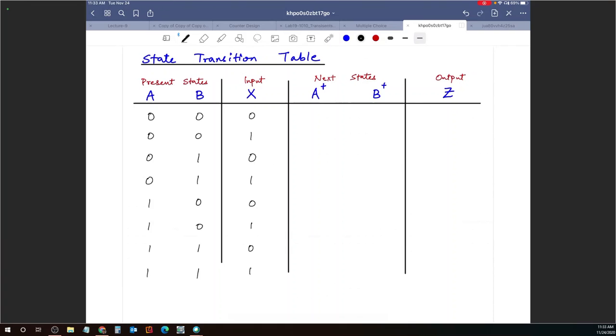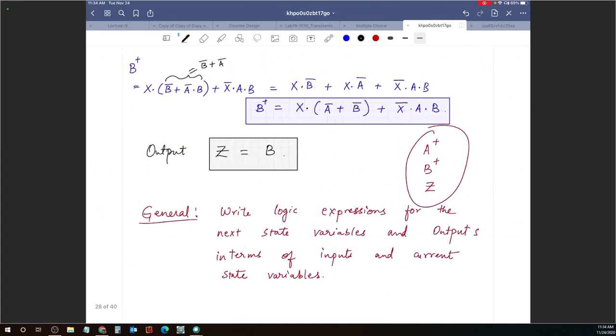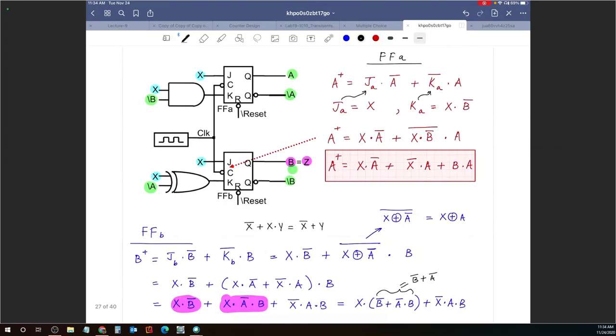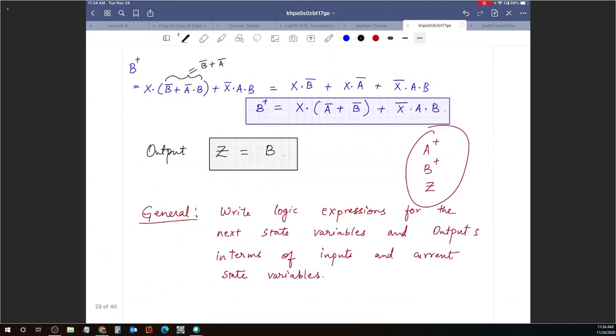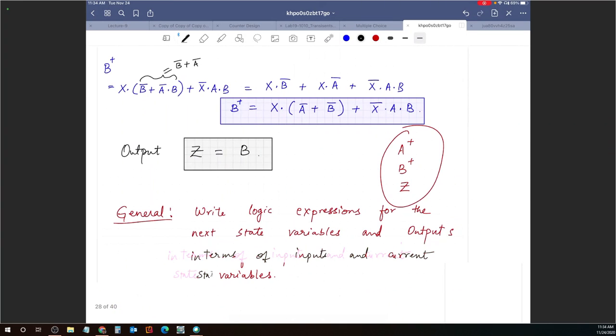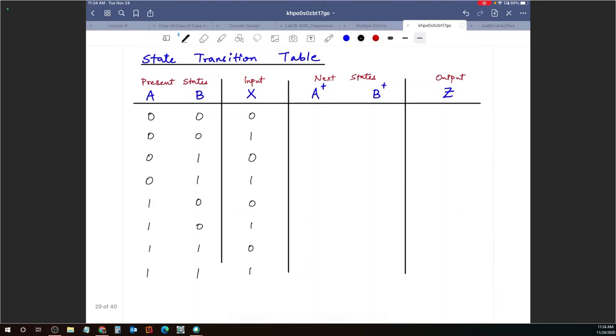Now, can we somehow fill up the next 3 columns, A plus, B plus, and Z? You can, right? Because we have the logic expressions that we just derived here. So by using the logic expressions that we just derived for A plus, B plus, and Z, you can fill out the other 3 columns in this case. Let us start with the simplest one, which is Z equals B. So I'm just simply going to copy this guy and paste it over here.